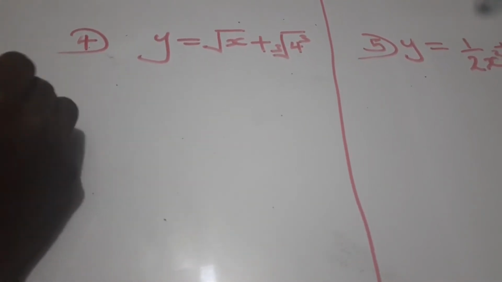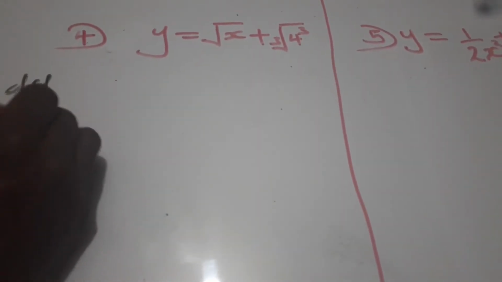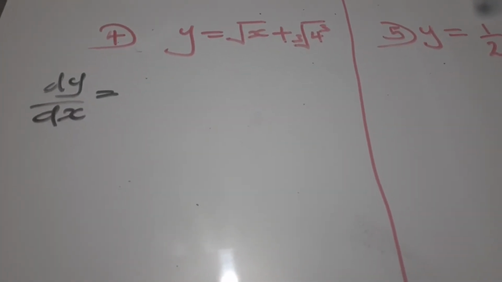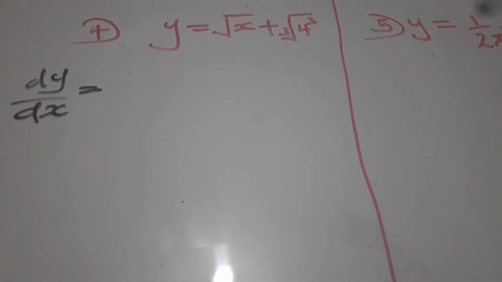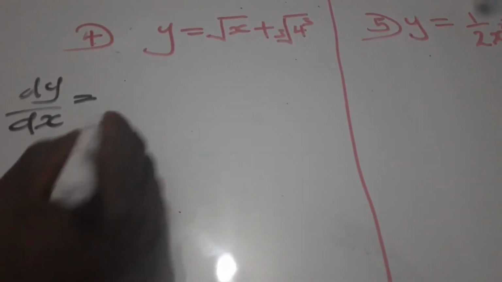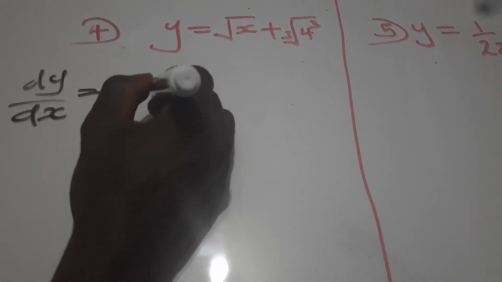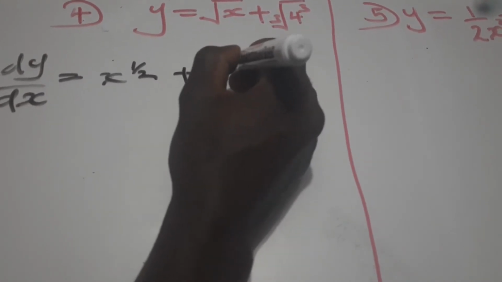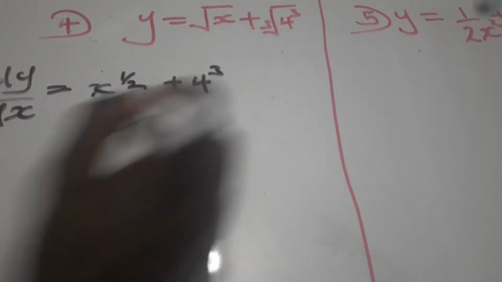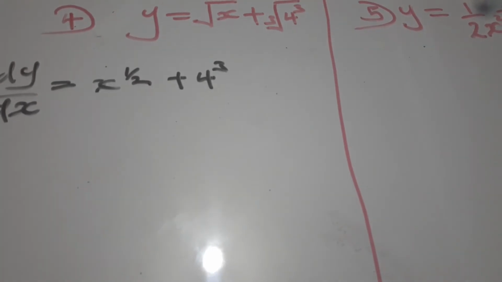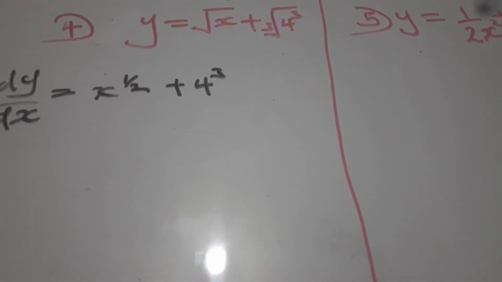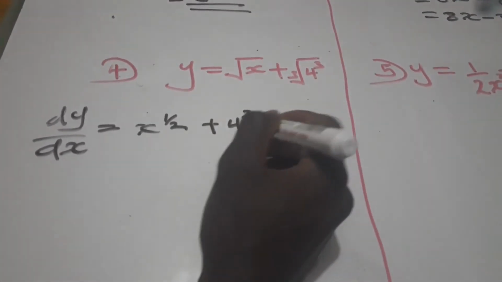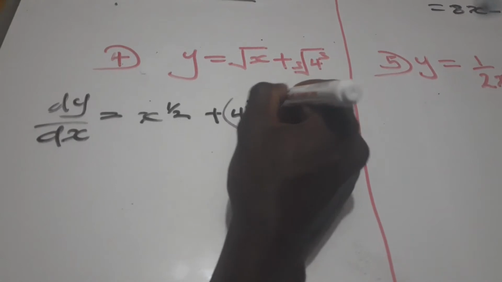We said here we're going to write delta y over delta x, but we're not going to differentiate it the way it is. You're going to make it easier or simpler for differentiating. First, we're going to simplify it. This is the same as writing x raised to power a half plus 4 raised to power 3, and then this is a third. So when it's a third, you're going to write raised to power 1 over 3.